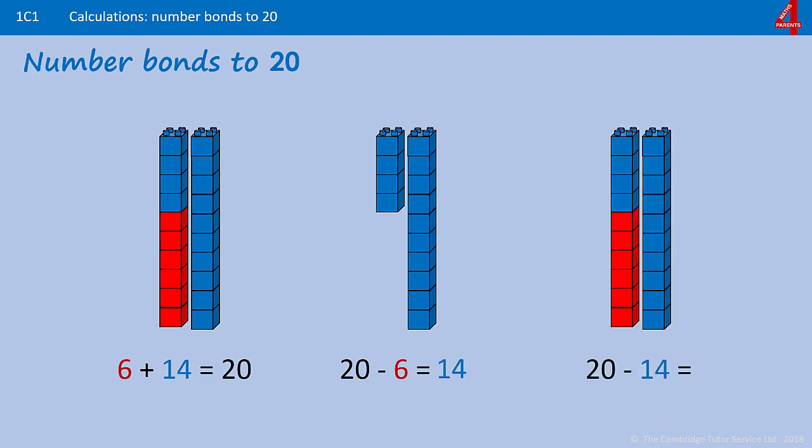Try this one. 20 take away 14. Pause the video, have a go. If 6 and 14 is 20, then 20 take away 14 leaves you with 6.